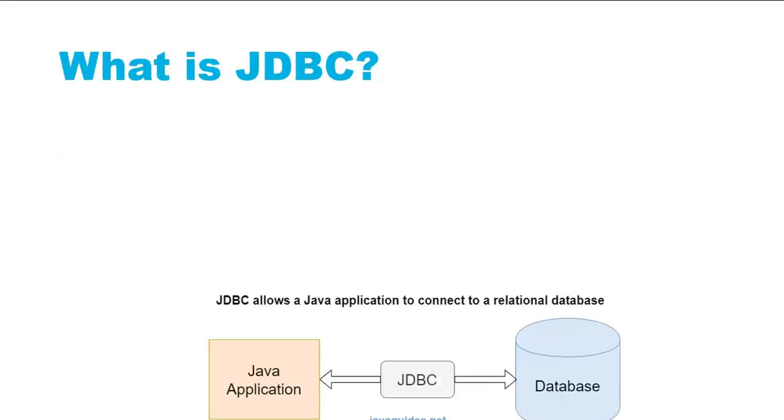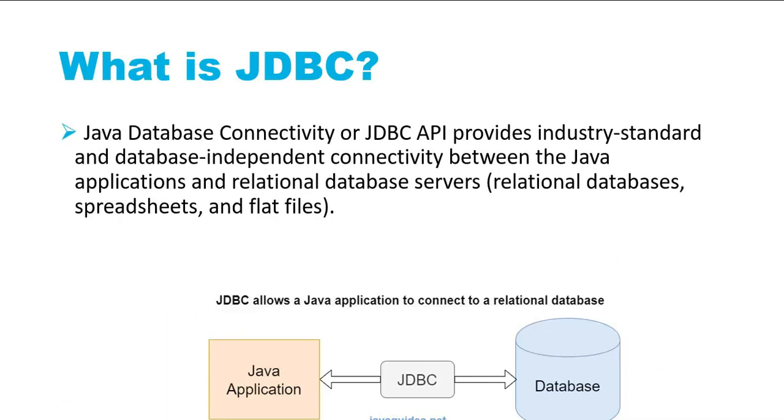So what is JDBC? JDBC stands for Java Database Connectivity. Alright, and it's an API that provides industry standard and database independent connectivity between Java applications and relational database servers. Alright, so relational databases like MySQL, Oracle, Postgres, Microsoft SQL Server, DB2, etc., and spreadsheets like Excel sheets, and flat files like CSV files.